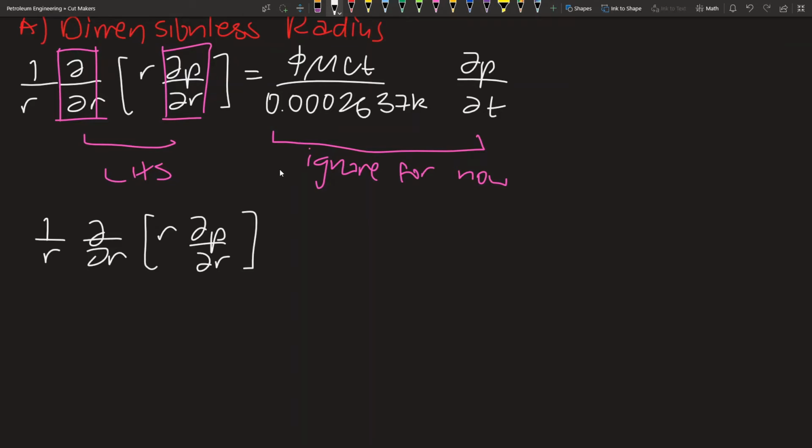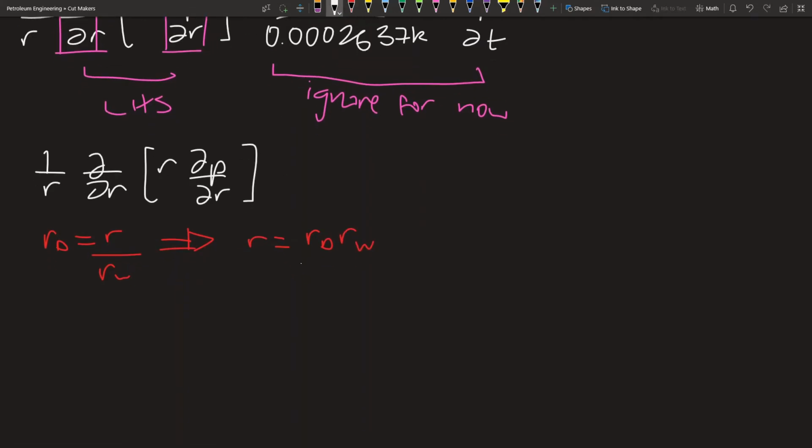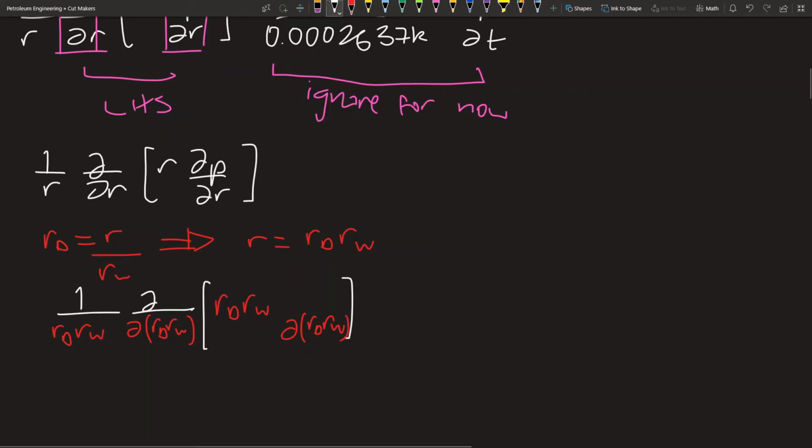The first step is to recall the definition of dimensionless radius, r_D equals r over r_w, which can be rewritten as r is equal to r_D times r_w. Now we can rewrite the left hand side of the diffusivity equation in terms of this. I'm going to write this down in red. Here we have r_D r_w, here dou r_D r_w, here r_D r_w, and dou r_D r_w, with a dou p up here. I've just substituted the definition of the dimensionless radius into the left hand side of the derivative.